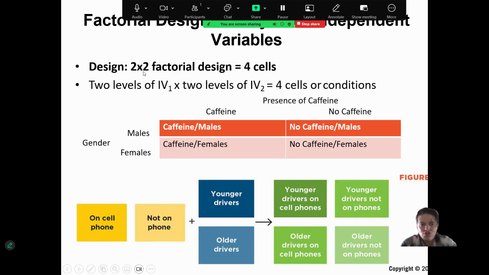So if we had a two by three, one has two conditions and one has three conditions. And you always multiply them by each other to get the number of cells. So a two by two has four cells, a two by three would have six cells, two by four would have eight, and so on. It can seem a little bit confusing, but remember, the number of numbers that are here represents the number of independent variables, and what the number actually is represents the number of conditions that are present, as you can see on the little figures down here as well.